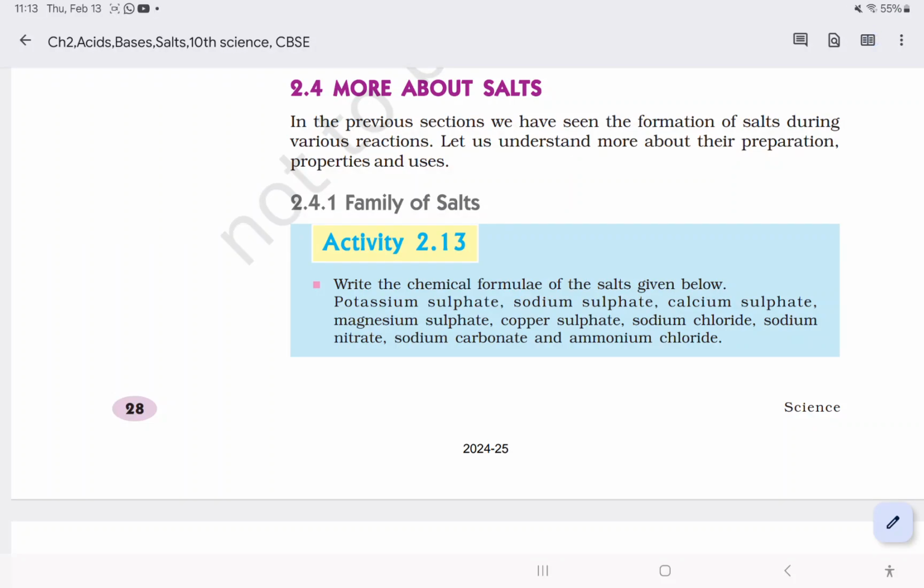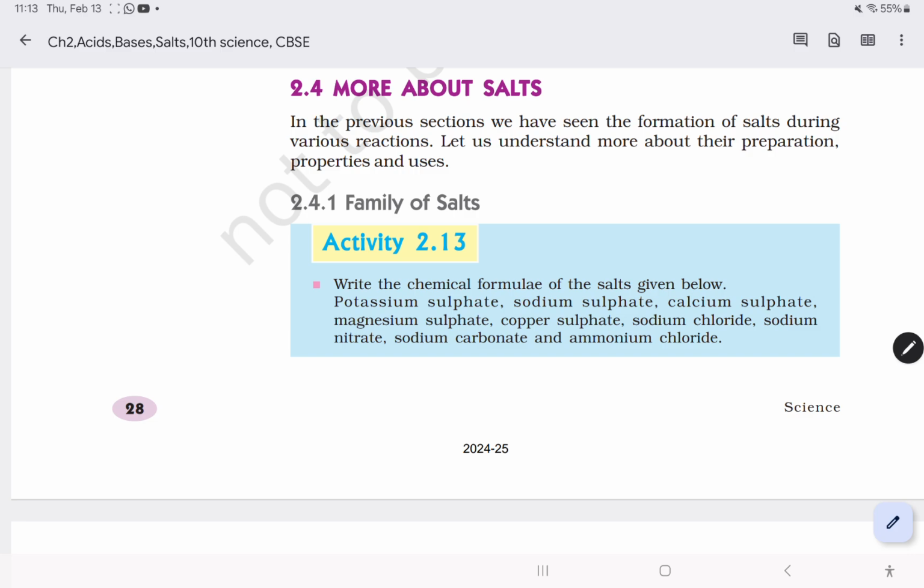Hello children, in today's lecture we are going to discuss different types of salts. In our previous discussions we already saw the formation of salt in some chemical reactions. In this lecture today we are going to discuss more details about salts. Okay, first, the families of the salts.